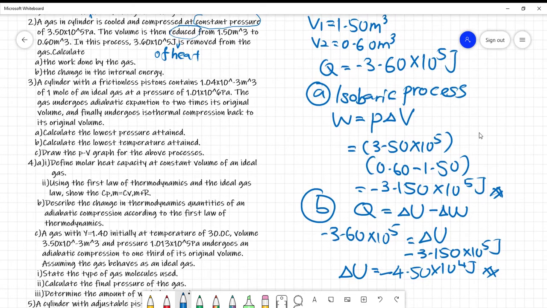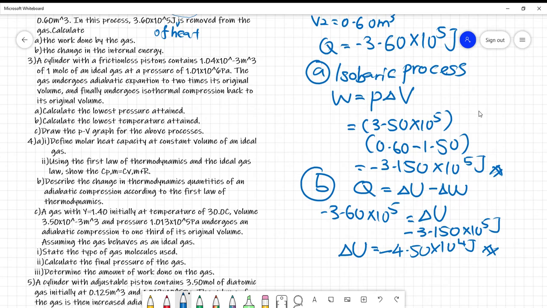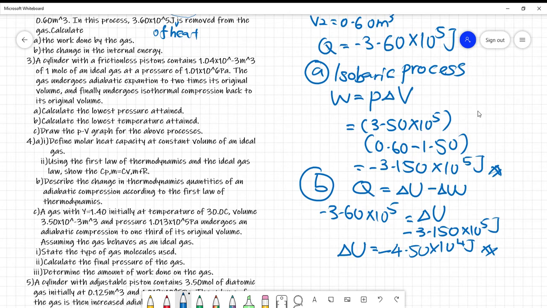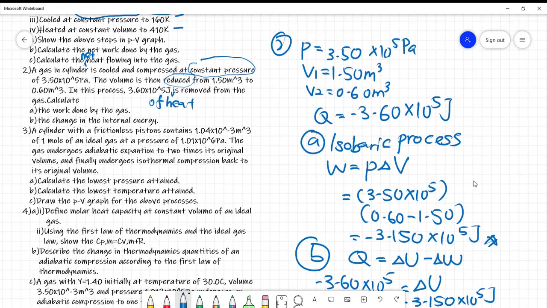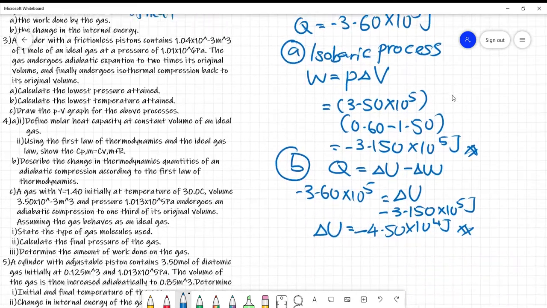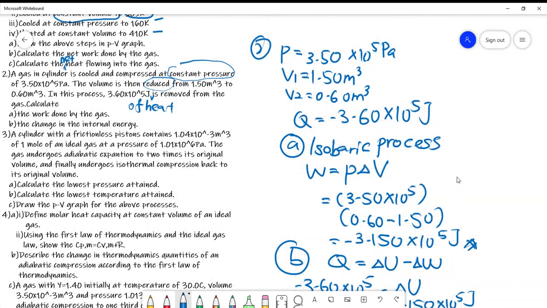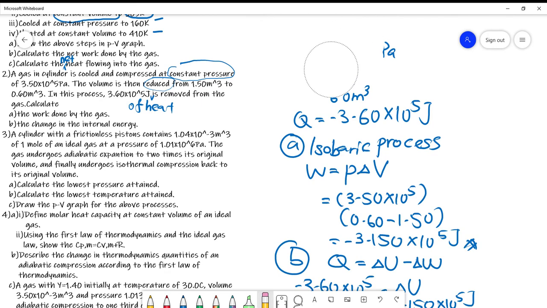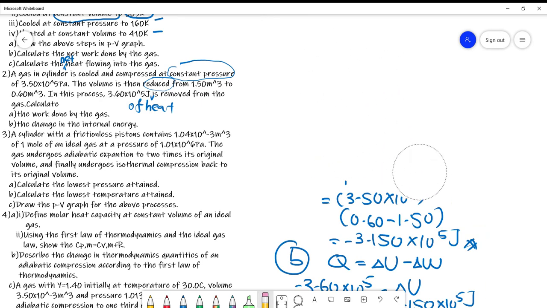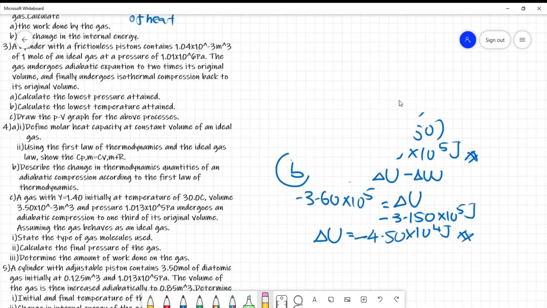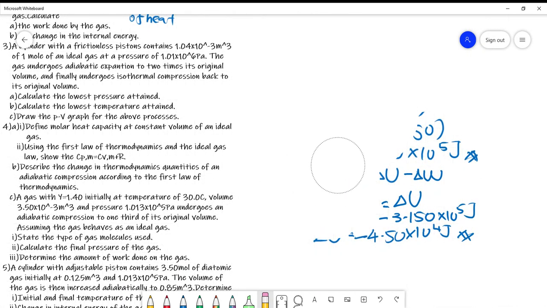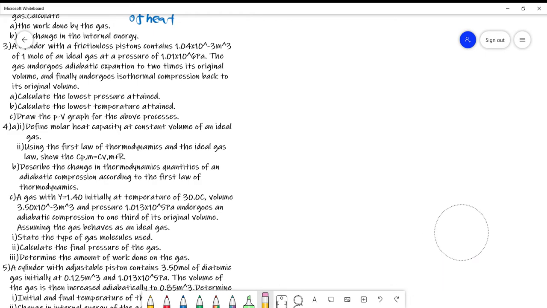Okay, so that is how we find the change in internal energy in the compression system. So we have done number 2. So let's just go through number 3. Okay, let me just scroll it down.